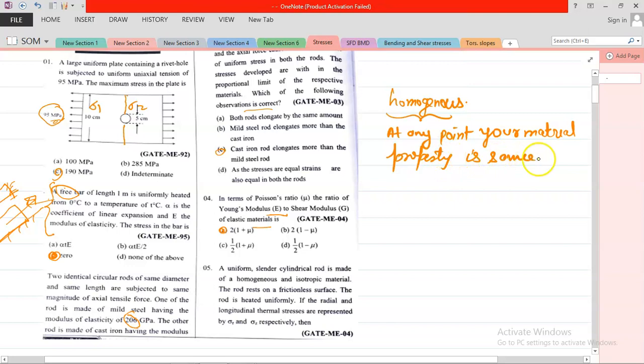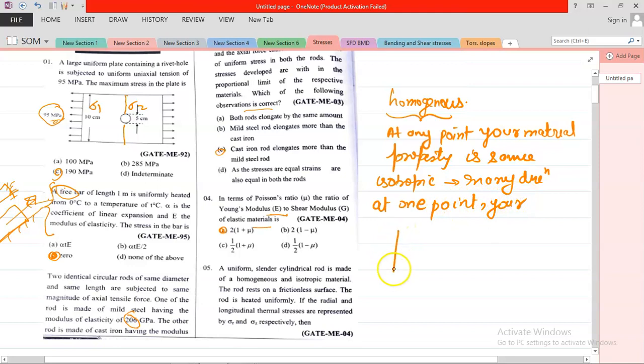And what is the meaning of isotropic? Isotropic means that in any direction at one point, your material property is the same. Suppose you have 2 points. At this point the value of Young modulus is E and here also E. But if you take a single point and take 3 perpendicular directions, the value is also E. So this is called isotropic.